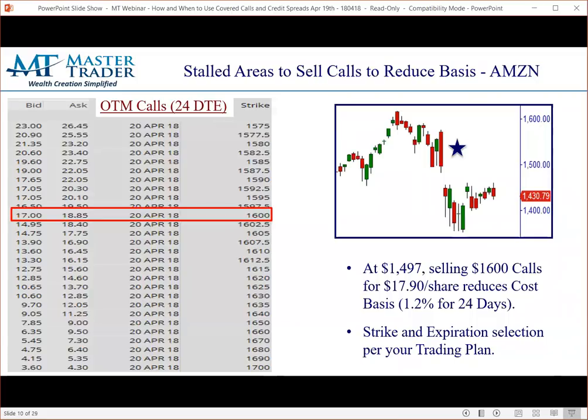Let's do the math on that. $17.90 divided by the current stock price of $14.97 is 1.2%. So think about that, ladies and gentlemen. You're in Amazon for a long-term hold, and you're agreeing to let somebody buy your stock, merchandise, trading at $14.97 for over $100 more.